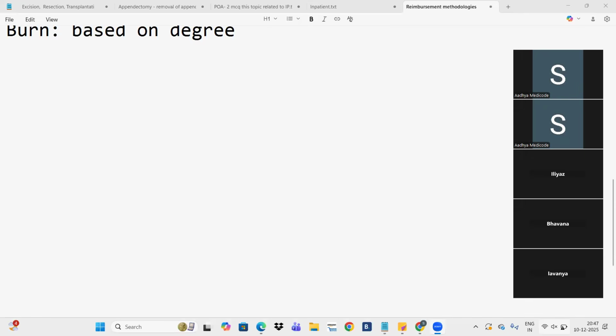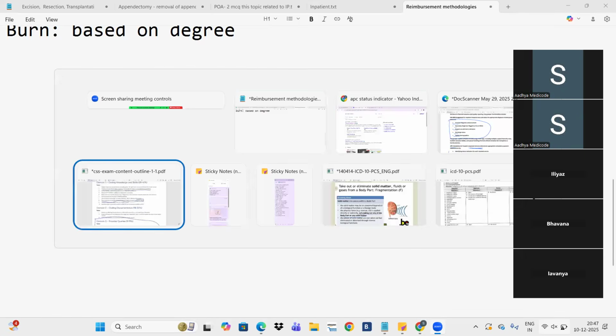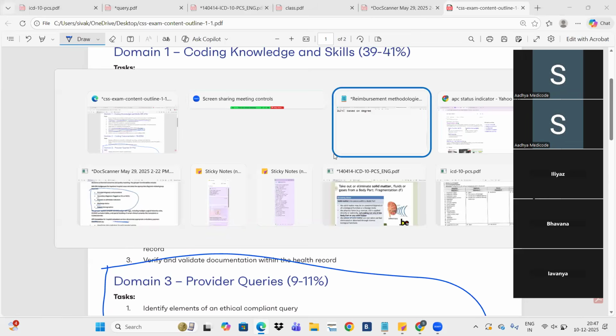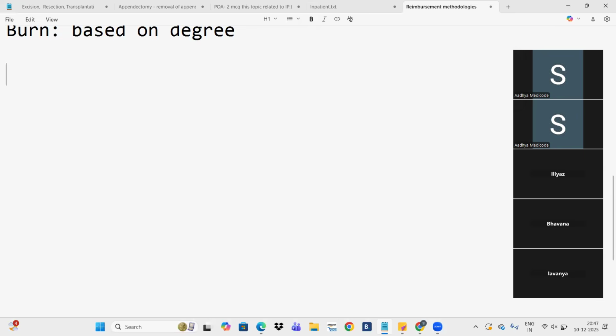Note down this. Demonstrate coding knowledge of edits, NCCI and medical necessity. That we can discuss. All this we don't get in the book. You need to understand the concept, and it is only possible in the exam.